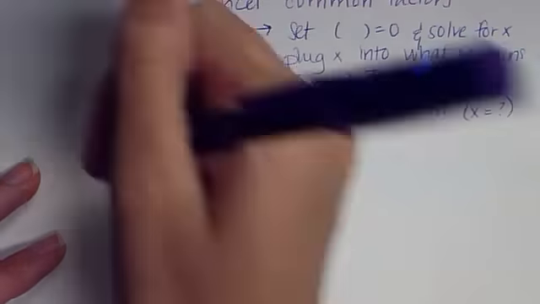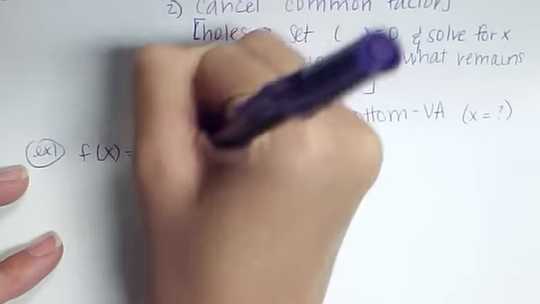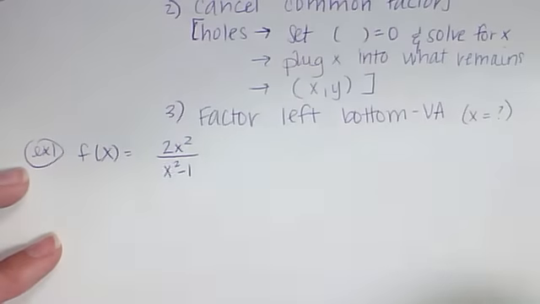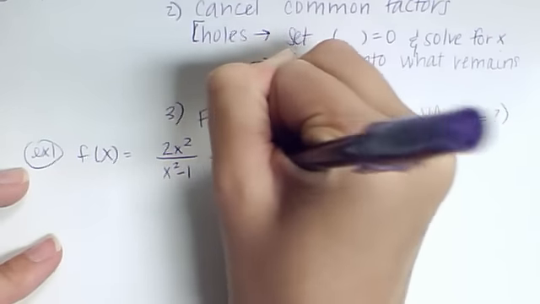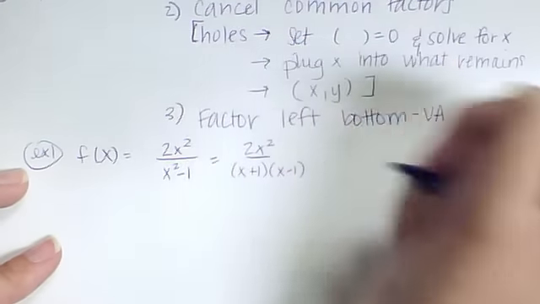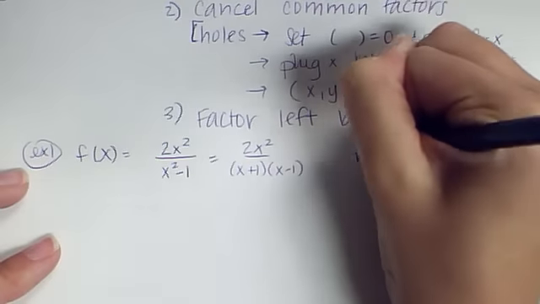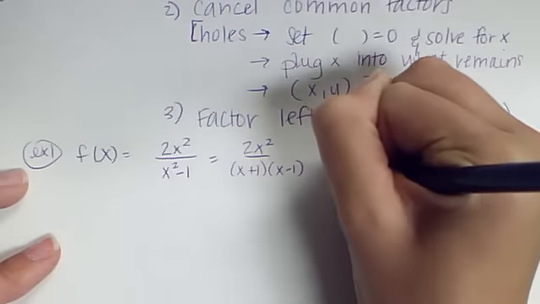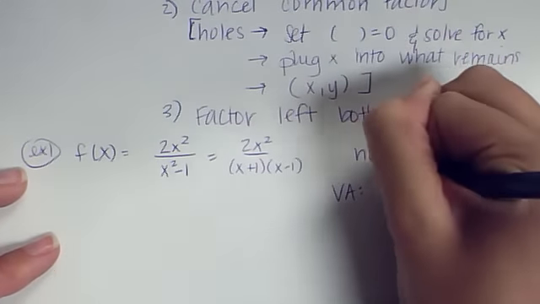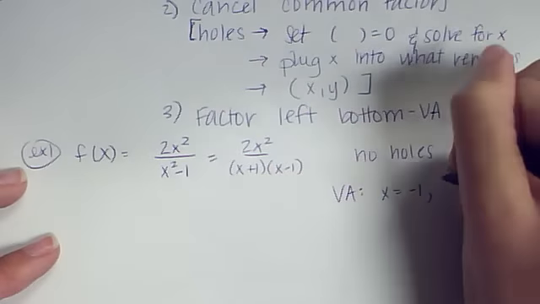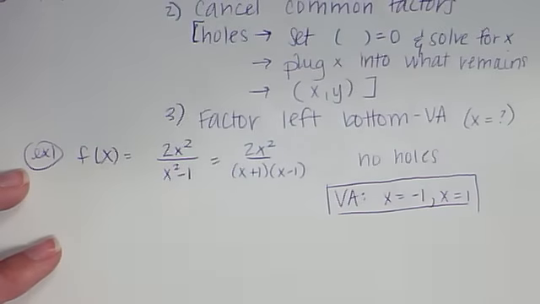So let's do that. Example number 1, f of x equals 2x squared over x squared minus 1. Step number 1 was to factor the top and bottom. The top cannot be factored. The bottom can be factored into x plus 1 and x minus 1. There isn't anything that cancels out, so there are no holes. To find my vertical asymptotes, I set my bottoms equal to 0. So x plus 1 equals 0 would be x equals negative 1, and x minus 1 would be x equals 1. So my answer would be x equals negative 1 and x equals 1.